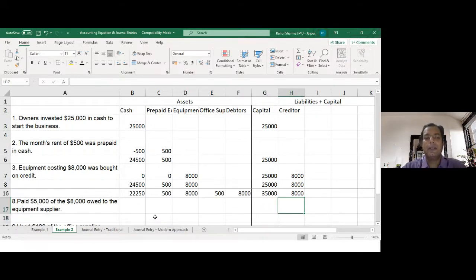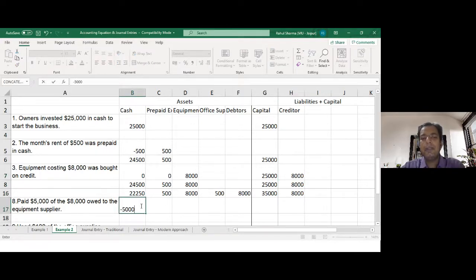Then we paid 5,000. To whom did we pay 5,000? We paid 5,000 to the person who supplied us that equipment. We have to pay money to someone, so he would be a liability for sure, and we would have classified him as a creditor. Remember this 8,000: we bought an equipment for 8,000, so we had an equipment of 8,000 and a creditor of 8,000. Out of this 8,000, we paid 5,000. So again, my cash will get reduced by 5,000.